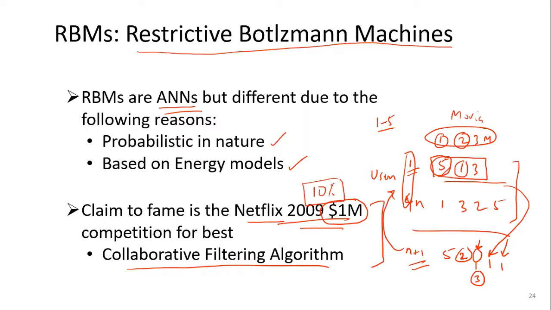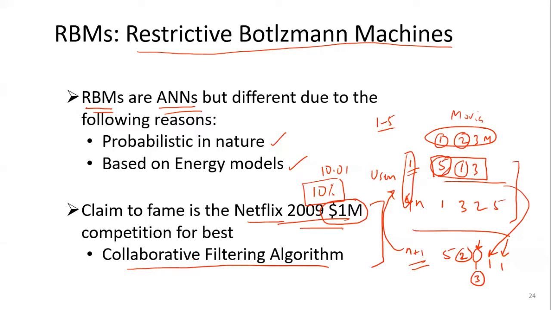Okay, and there was a winner in this particular case. There was an AT&T group which actually improved their algorithm by something like 10.01%, slightly better than Netflix's actual algorithm. Okay, and they used RBMs in that. So that is the important thing. And that's why RBMs are still used. In fact, apparently Netflix still uses RBMs.